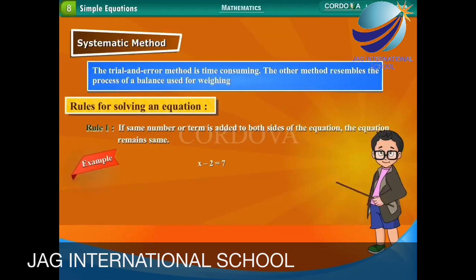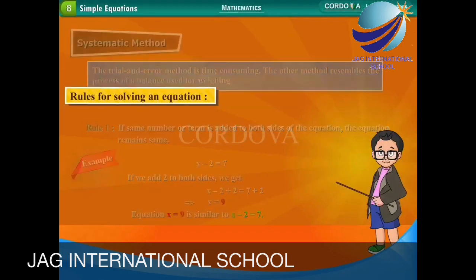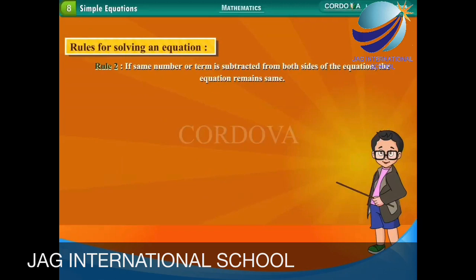x minus 2 is equal to 7. If we add 2 to both sides, we get x minus 2 plus 2 is equal to 7 plus 2. This implies x is equal to 9. Equation x is equal to 9 is similar to x minus 2 is equal to 7. Rule 2. If the same number or term is subtracted from both sides of the equation, the equality remains the same. For example, x plus 4 is equal to 9.